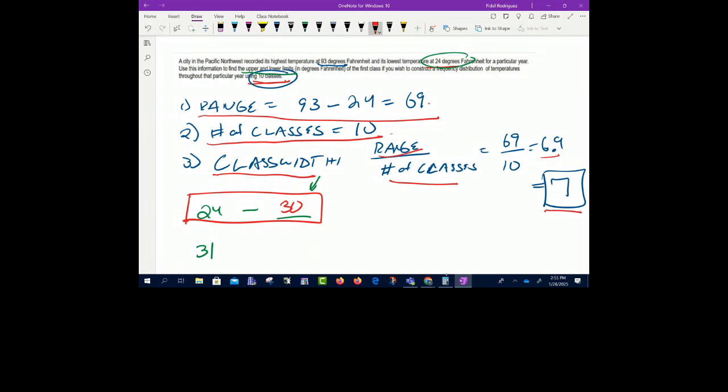And then once we knew that our class width was 7, since the first number here was going to be 24 because that was my lowest number, if I added 7 to that, that told me that my lower limit for my second class would have had to have been 31. So that would have meant that my upper limit for my first class would have had to have been the number before, which would have been 30. Excellent questions.